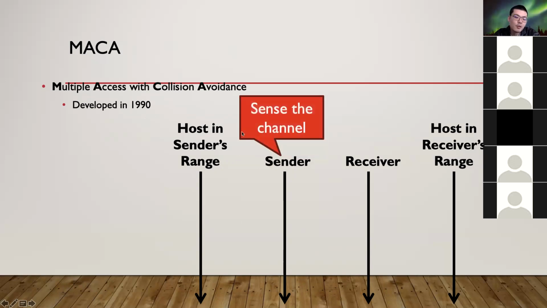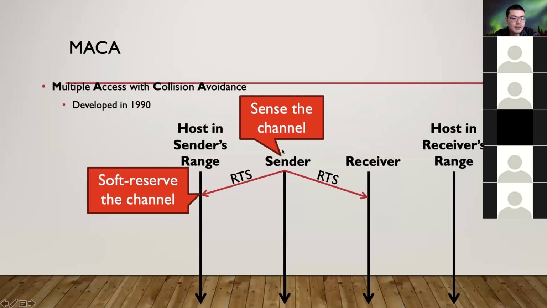Basically, we first let the sender sense the channel. If the sender thinks the channel is not busy, then the sender can send a so-called soft reserved channel message. The sender can send an RTS. RTS is request to send.